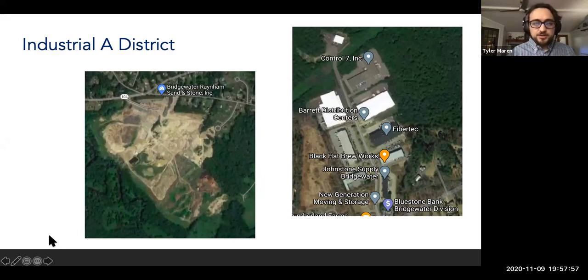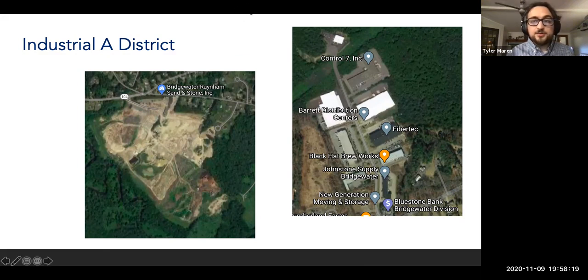It has industrial parks. I believe this one on the right is Scotland Road, I think it's called. Sorry if I got that wrong. And that second one is sort of to the west of town, Bridgewater, Rainham Sand and Stone, Inc., a sort of large sand and stone operation.